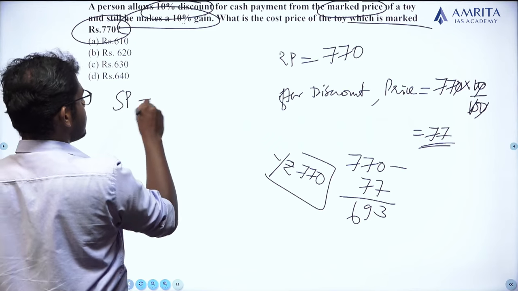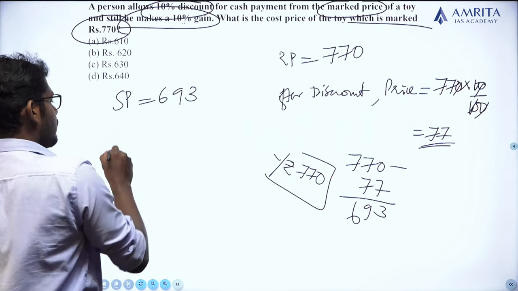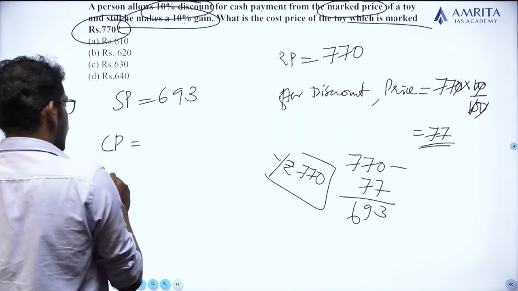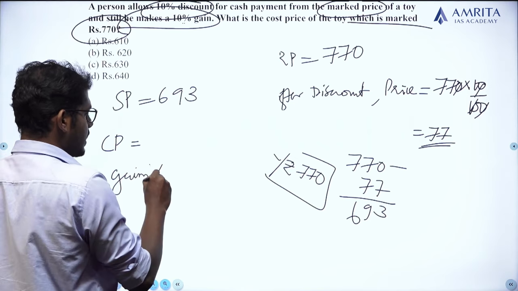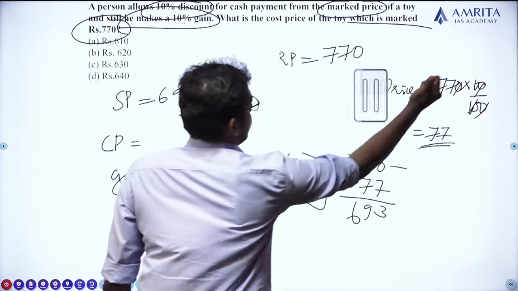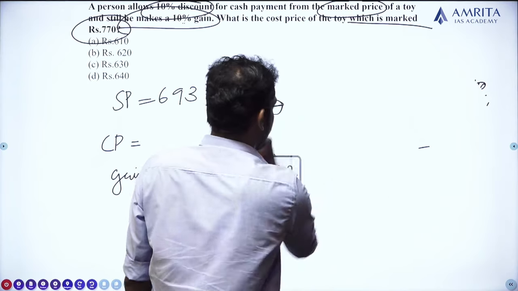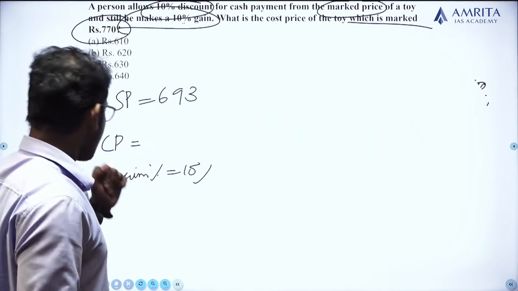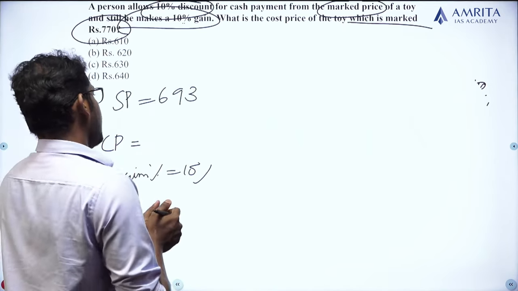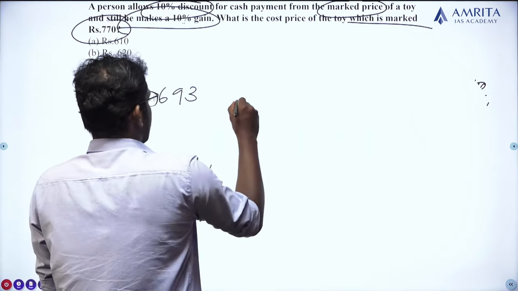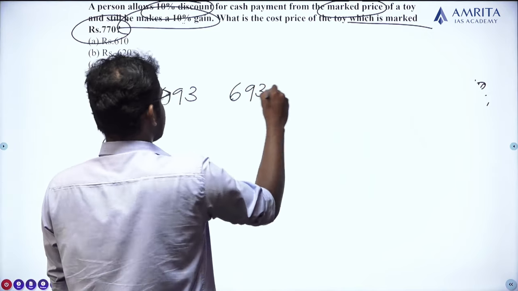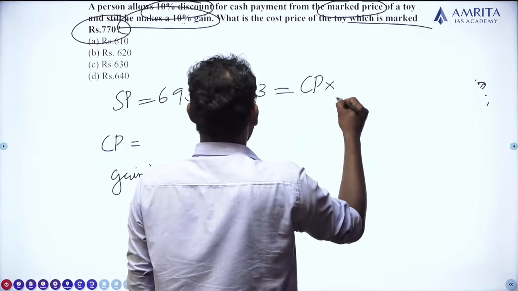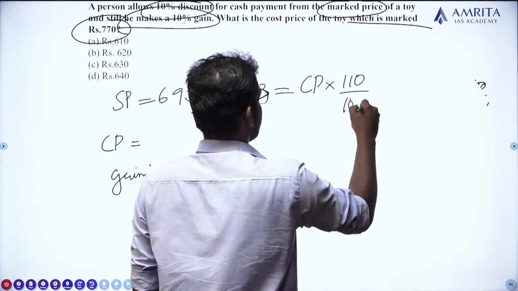So the selling price is 693. We have to find the cost price. Clear? Okay. The gain percentage or the profit percentage is 10%. Now the cost price can be obtained without following any abstract equations. We have to find the cost price here. Okay. This cost price can be obtained. So actually, the selling price 693 is equal to the cost price into gain percentage, that is 110 divided by 100. Am I right?